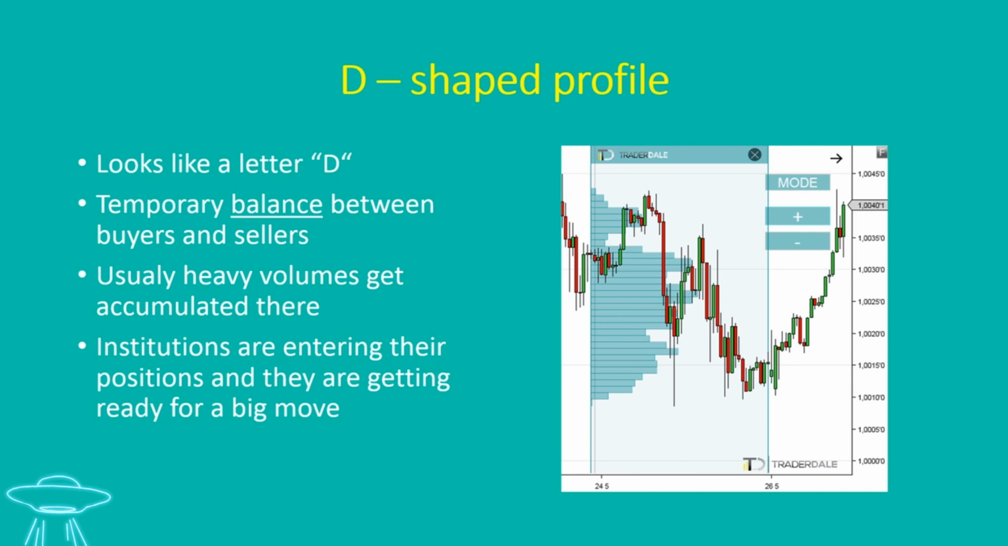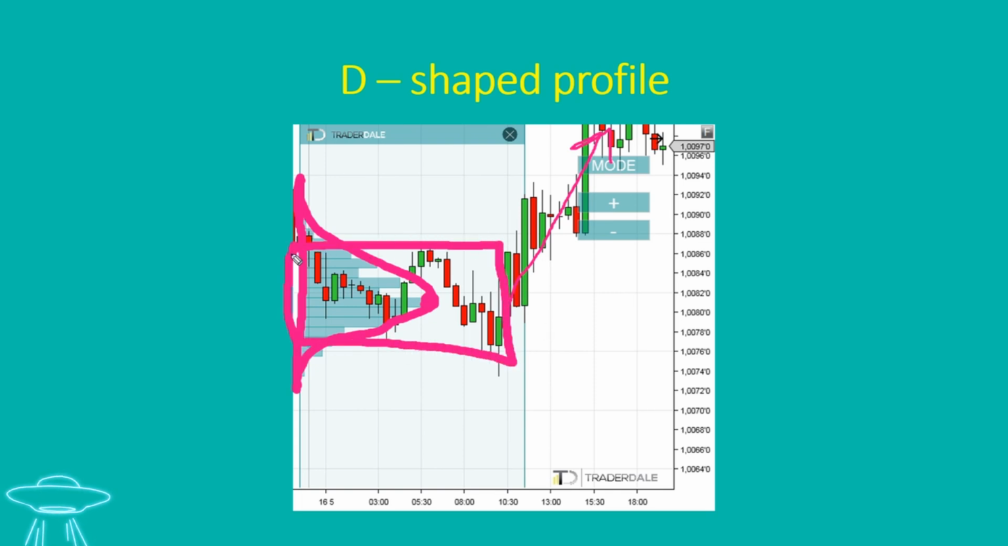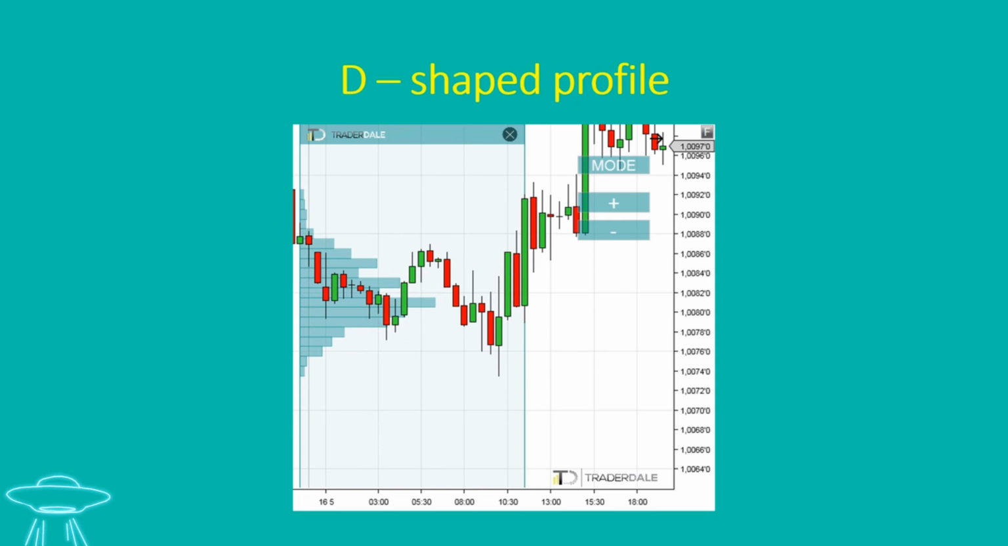So let me show you one more picture, one more example of the D-shaped profile. As you can see, the profile is also D-shaped in here. This is the point of control. By the way, you can see that from the point of control, a trend starts. So in this case, institutions were accumulating their positions in here. Afterwards, they initiated strong buying activity. They initiated a trend. Alright, so that's for the D-shaped profile, which is a sign of a balanced market. It's a sign that institutions are accumulating their positions.